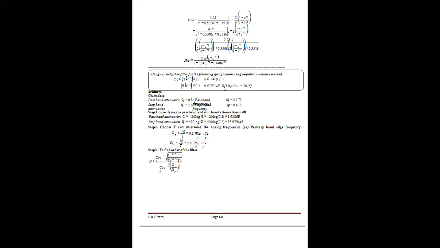The order of the filter can be calculated by using the formula: N should be greater than or equivalent to cosh inverse of the square root of (1 minus e^(-0.1 αp)... divided by (αs minus 1)) over cosh inverse of (Ωs divided by Ωp). By substituting all of that, we get N greater than or equivalent to 1.5454. Then it has to be rounded to the next highest integer value, so the capital N is equivalent to 2.